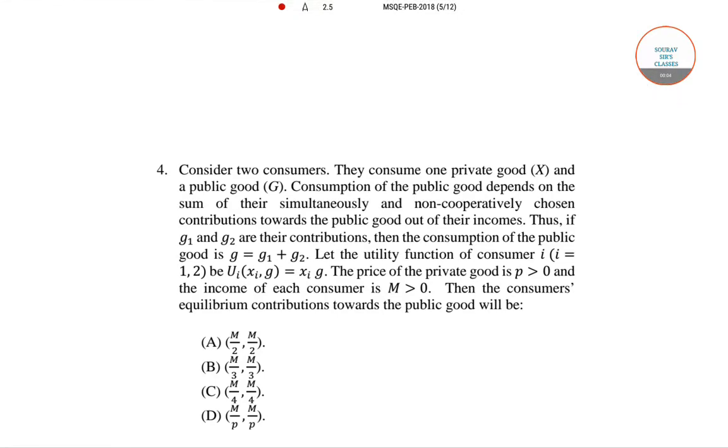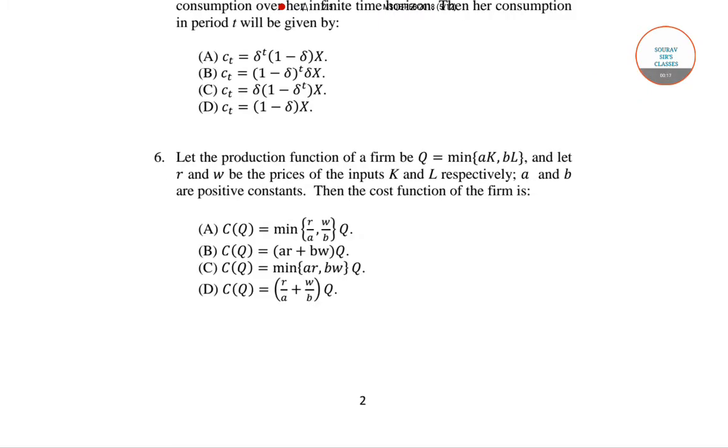In today's video, we'll be solving question number 6 from MSQE PEB 2018 question paper. So in question number 6, it is given that Q equals minimum of AK comma BL.